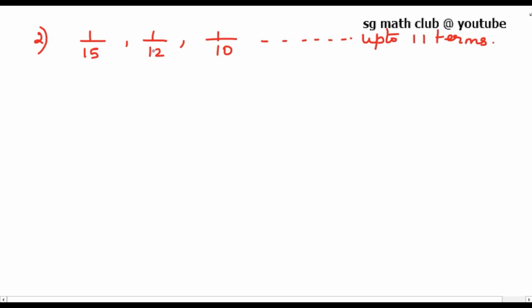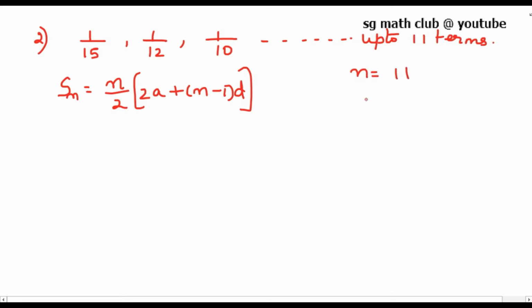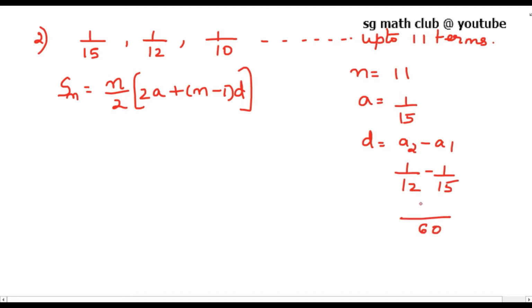Next one: 1/15, 1/12, 1/10, etc., up to 11 terms. Here also we write the formula, n/2 × (2a + (n − 1)d). We need up to 11 terms, so n is 11, a is 1/15, and d is a2 minus a1, 1/12 minus 1/15. The LCM is 60. We have 5 minus 4, that is 1/60. So d is 1/60.